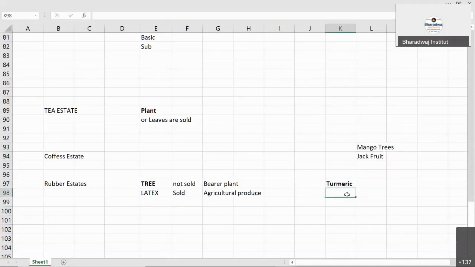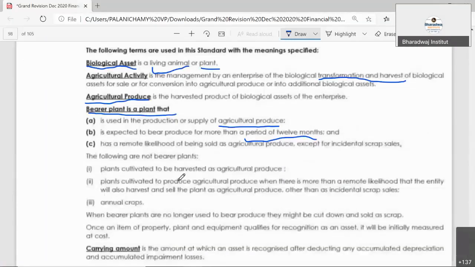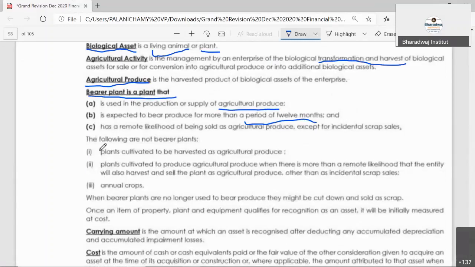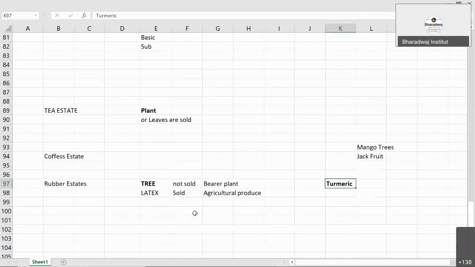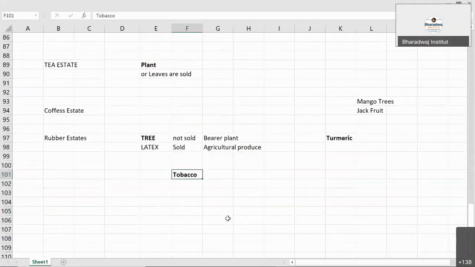It is less than 12 months or around 12 months. Okay, so that is not a bearer plant. So what are not bearer plants? Plants which are cultivated and harvested as agricultural produce. For example, whether tobacco cultivation is allowed in India? No or yes? It is allowed. Without allowing, how will you get cigarettes? Okay, maybe the Huns, etc. the people use. Okay, tobacco cultivation is allowed.